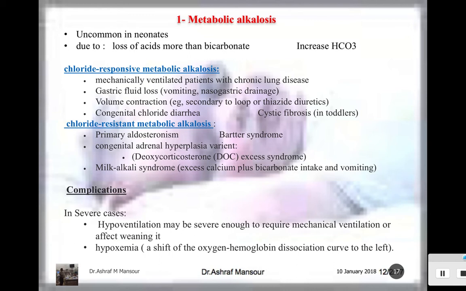The complication of metabolic alkalosis also is that if it is severe, it can cause hypoventilation to the level that we need to put the baby on mechanical ventilation, and also it will cause hypoxemia by the effect of alkalosis on the oxygen hemoglobin dissociation curve by shifting the curve to the left.